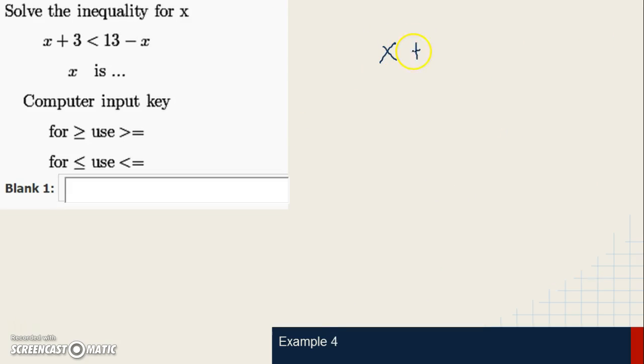Example 4. x plus 3 is less than 13 minus x. I don't need to simplify here, so I'm going to choose the variable side, since a positive x is bigger than a negative x, or a 1 is bigger than negative 1. This is my variable side. This is my number side. I'm going to eliminate my variable on my number side by adding x. I'm going to add x here.